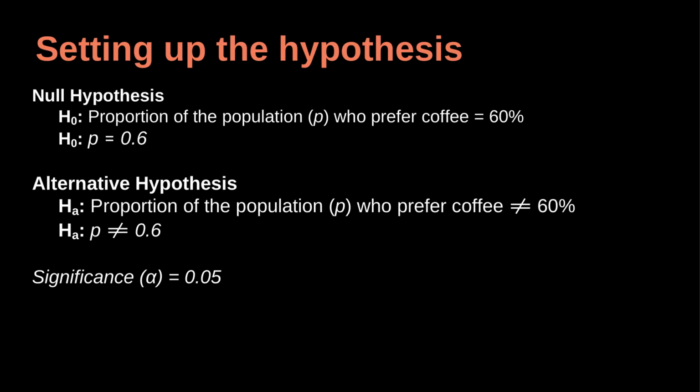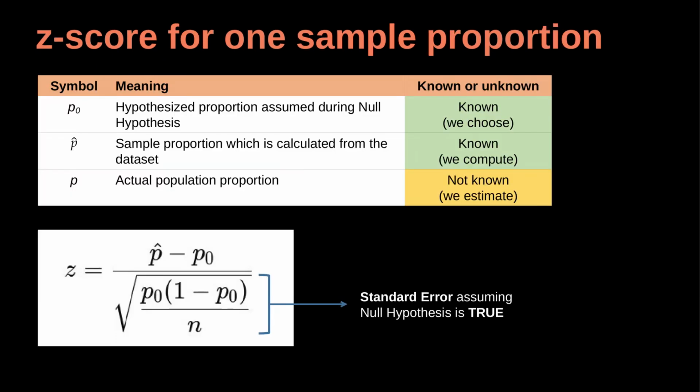when it's actually true. Let's understand the elements involved in calculating the z-score for one sample proportion test. P0 is the hypothesized population proportion, the value we assume is true under the null hypothesis. In our case, it is 0.6 or 60%. This is a known value because we define it as a part of the hypothesis test.